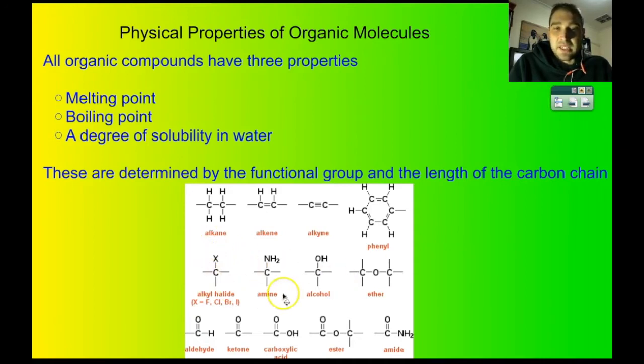A group like an amine group here, that will increase solubility in a compound because you can make hydrogen bonds between the amine and water molecules. An alcohol group present on a really long carbon chain, however, that's not going to really affect the solubility that much. So that's what we're going to look at today. We're going to look at how carbon chain length and functional groups affect boiling point and solubility.